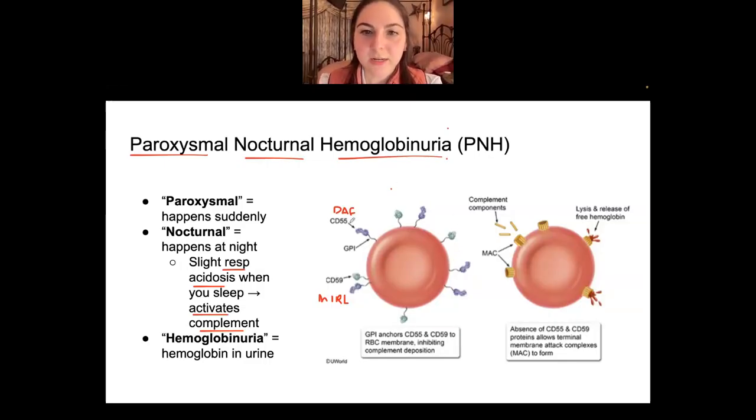So this is a normal person. They have CD55, CD59. It's blocking complement from literally depositing on the red cell and activating lysis. If we don't have these guys, CD55 and CD59, then complement can bind to the red cell and lyse it. There's nothing else stopping it from doing that.